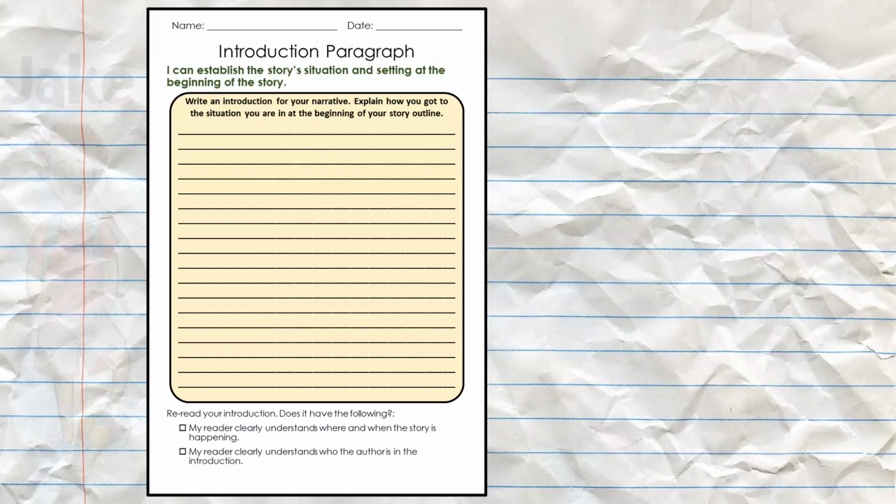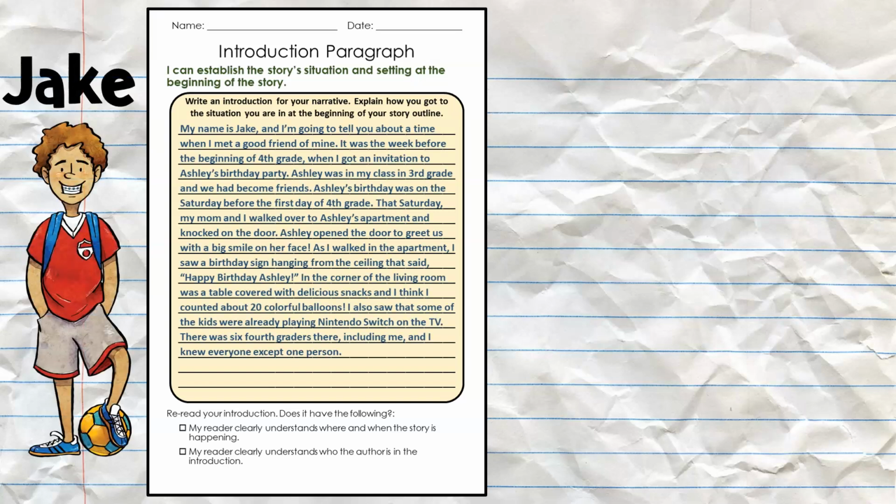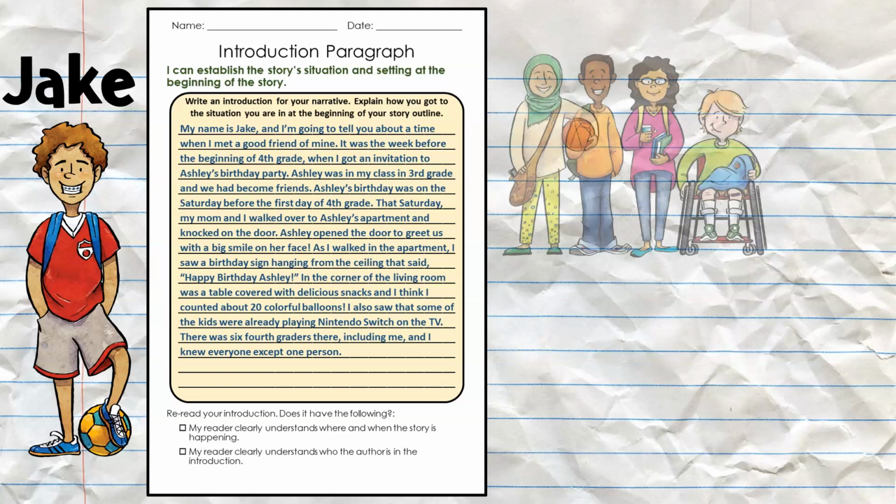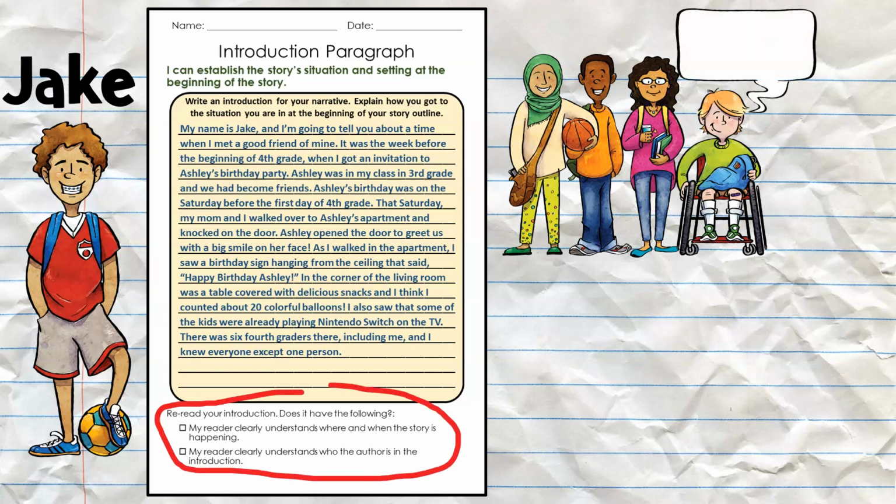Now let's see how Jake did his. You can read through this later if you want to, but I'm going to focus on a few parts of Jake's introduction. At the bottom here, it asks you, reread your introduction. Does it have the following? My reader clearly understands where and when the story is happening. My reader clearly understands who the author is in the introduction.